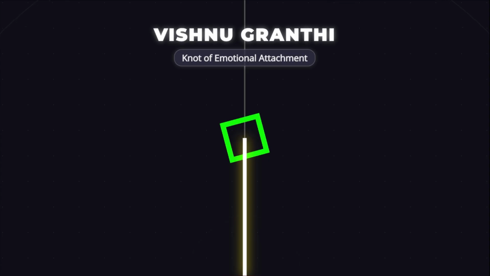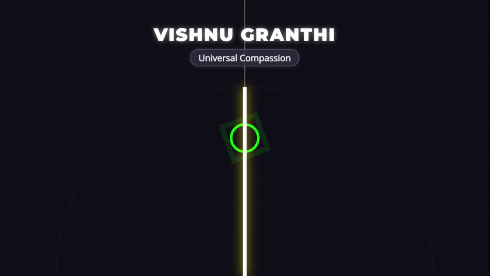The second major obstruction is the Vishnu Granthi, the knot of Vishnu, situated around the Anahata Chakra, the heart center. This knot embodies emotional attachment, the desire for relationship, and the identification with personal power and egoic love. Dissolving the Vishnu Granthi requires transcending dualistic emotions and moving beyond the limitations of personal identity. The practitioner must confront and purify deep-seated emotional wounds and attachments to the material world.